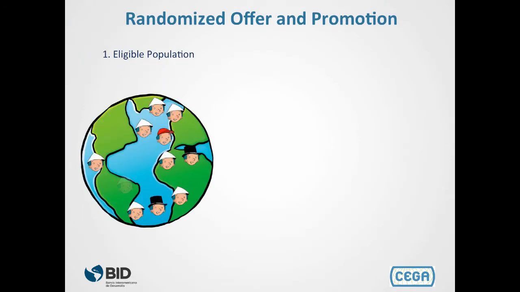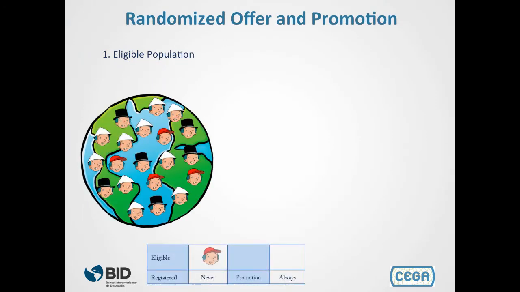So, in practice, how do we assign the groups? Well, first, we've got the red hats. Let me remind you who they are. The red hats never enroll. The white hats only enroll if they are promoted. And the black hats enroll regardless of whether they're promoted or not promoted.